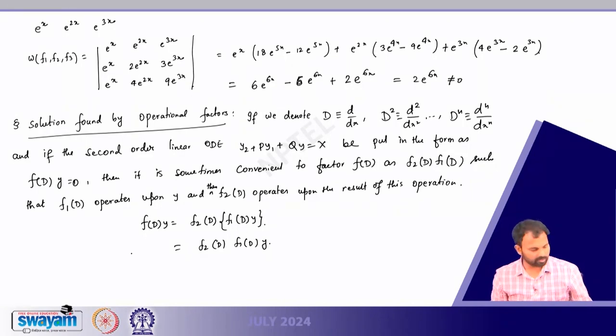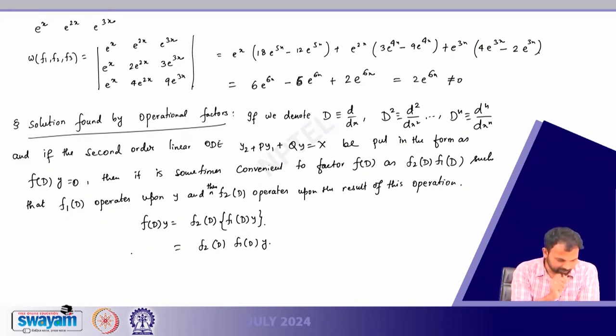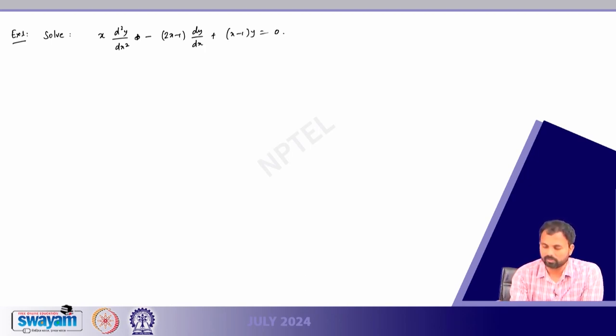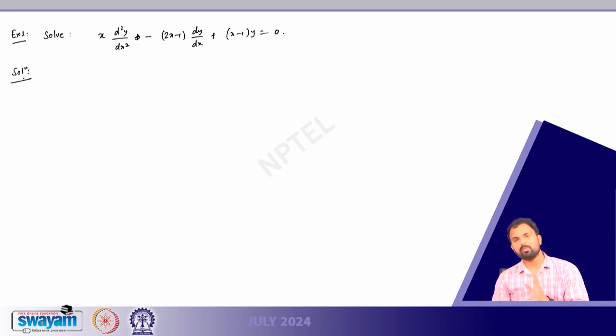So, let me take a function. Homogeneous examples are easy, so I am not doing a homogeneous example, I want to solve a non-homogeneous example, ok. So, let us proceed as below. Solve example 1: x d square y by dx square minus (2x minus 1) dy/dx plus (x minus 1) y equals 0. Here this is not typically a second order ordinary differential equation with constant coefficient and non-zero right hand side. Here we have the coefficients as functions of x. So, this is a little different.